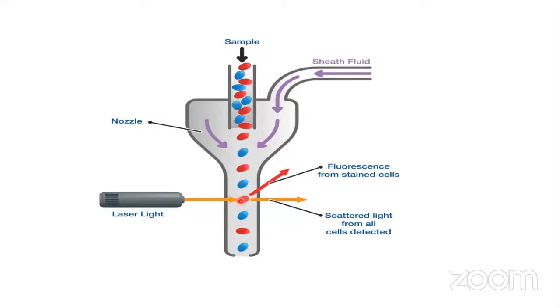This laser light touches the microbial cell. If it's a viable cell, it will give a fluorescent light. If it's not, it will not give a fluorescent signal, because only a viable cell will be able to provide a fluorescent signal. A non-viable cell may not provide a fluorescence signal.